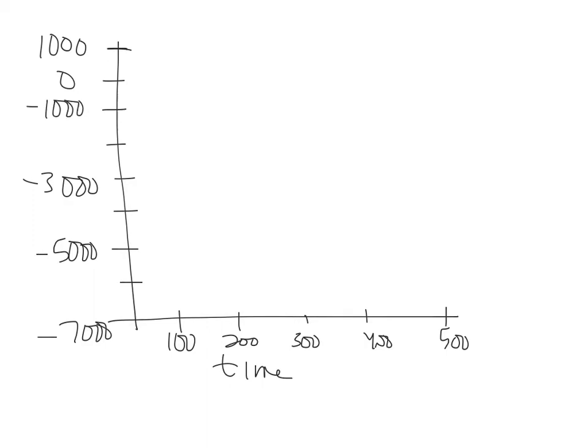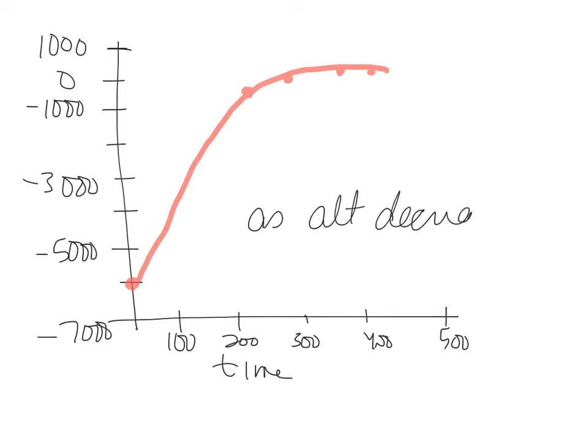Plot some points. I start out about right there with my velocity. I'm using nice big points because it's just easier. 200, 250. If I had vertical lines, it would make life easier, wouldn't it? Just plotting what I have. Okay, connect some dots. And it makes sense: as altitude decreases, the rover slows down.